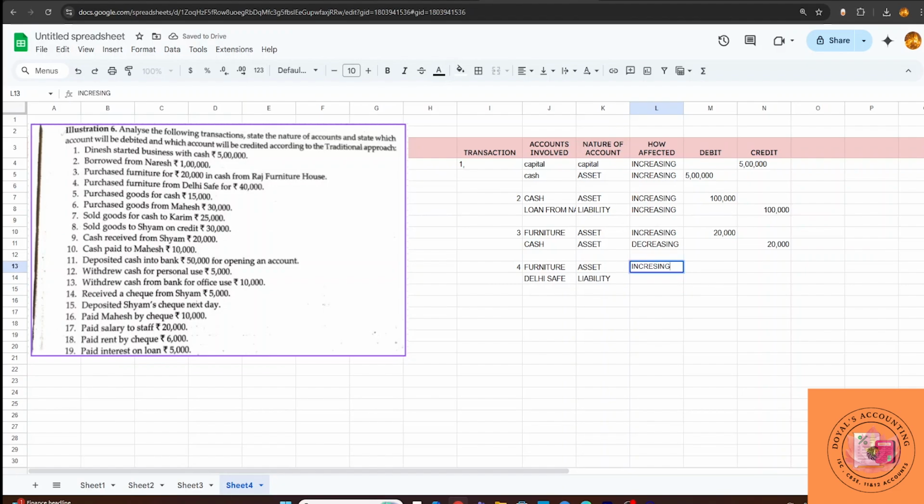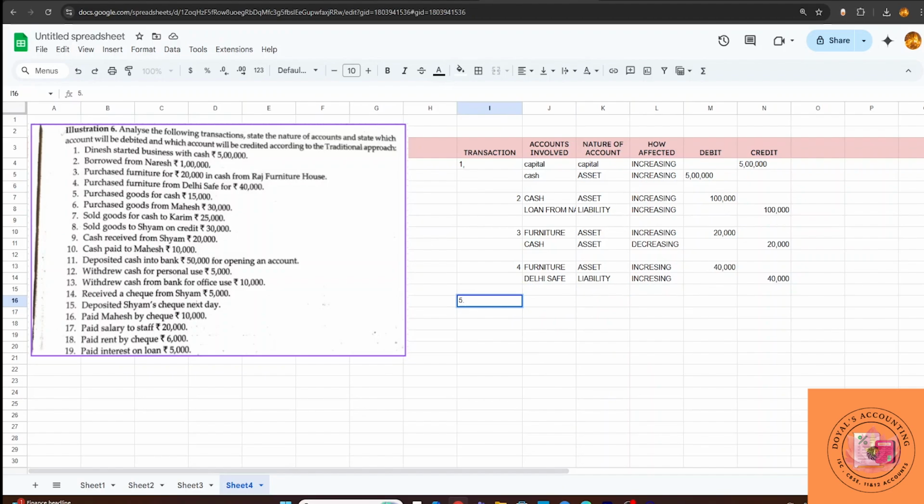Asset is increasing, so that will be debited, and here debited to the extent of 40,000. And in this case, Delhi Safe, our liability, is also increasing. And how do we treat an increasing liability? We credit it. Why do we credit liabilities? Because liabilities have their opening balance on the credit side. They are by nature credit accounts.